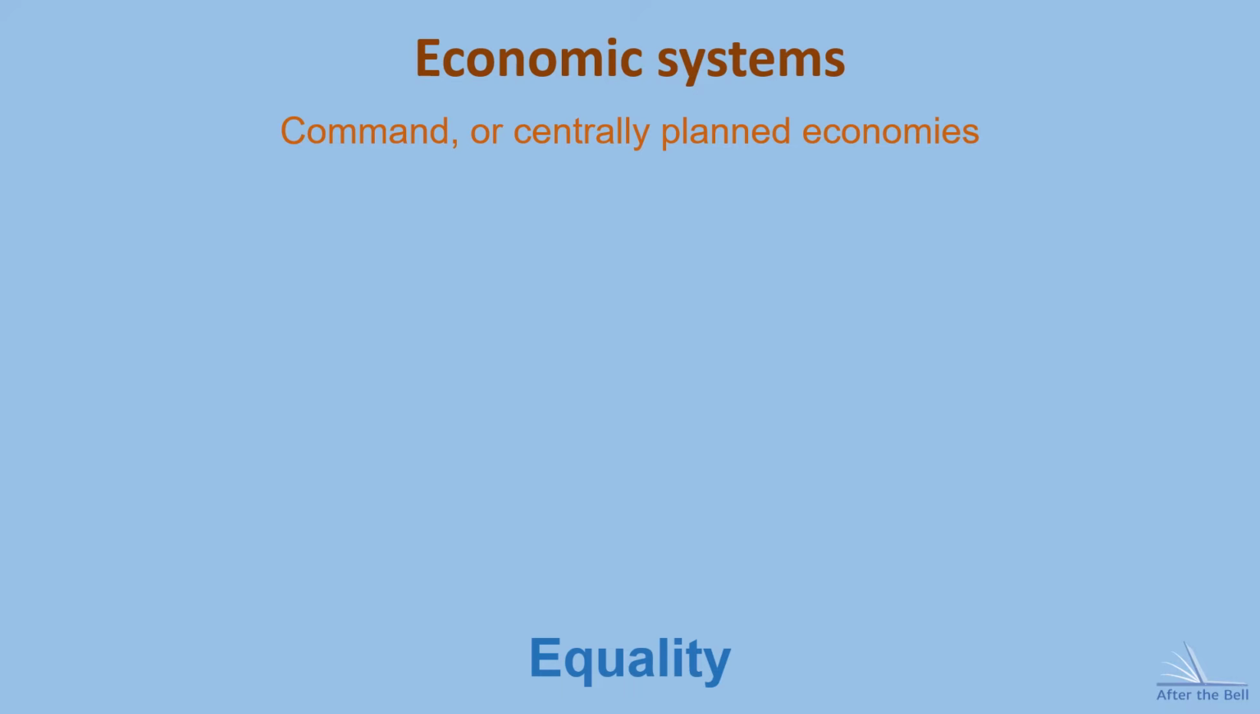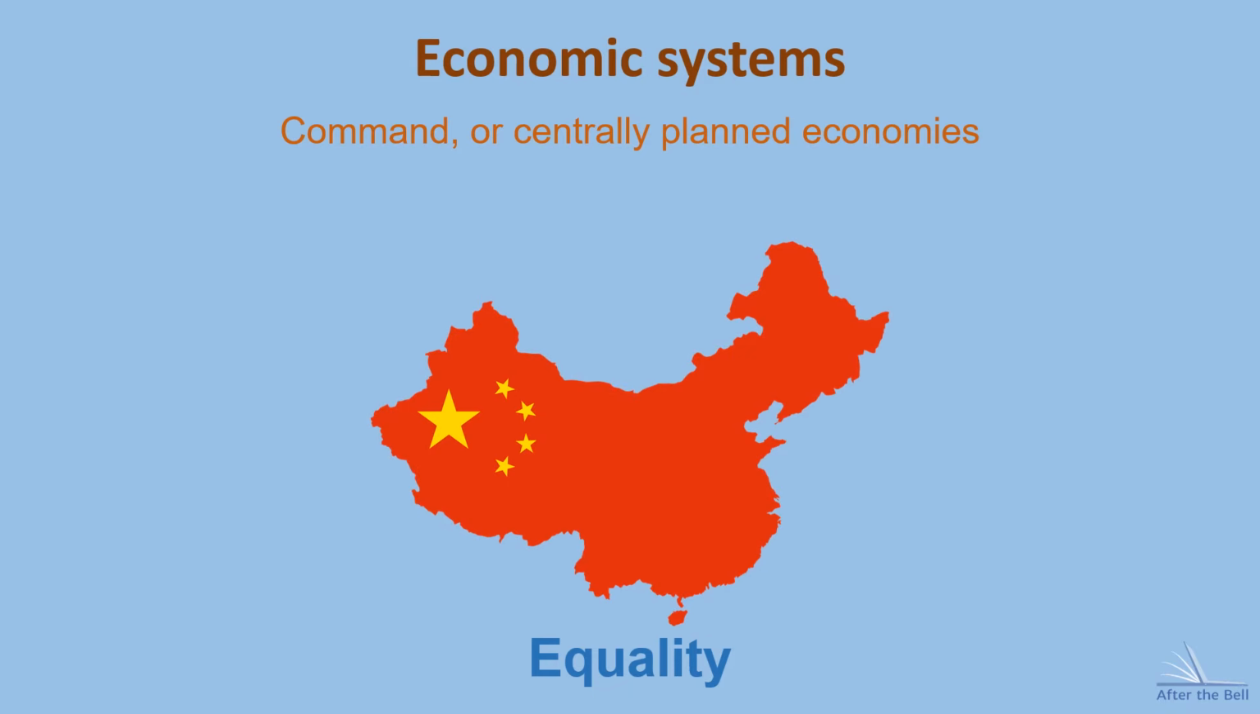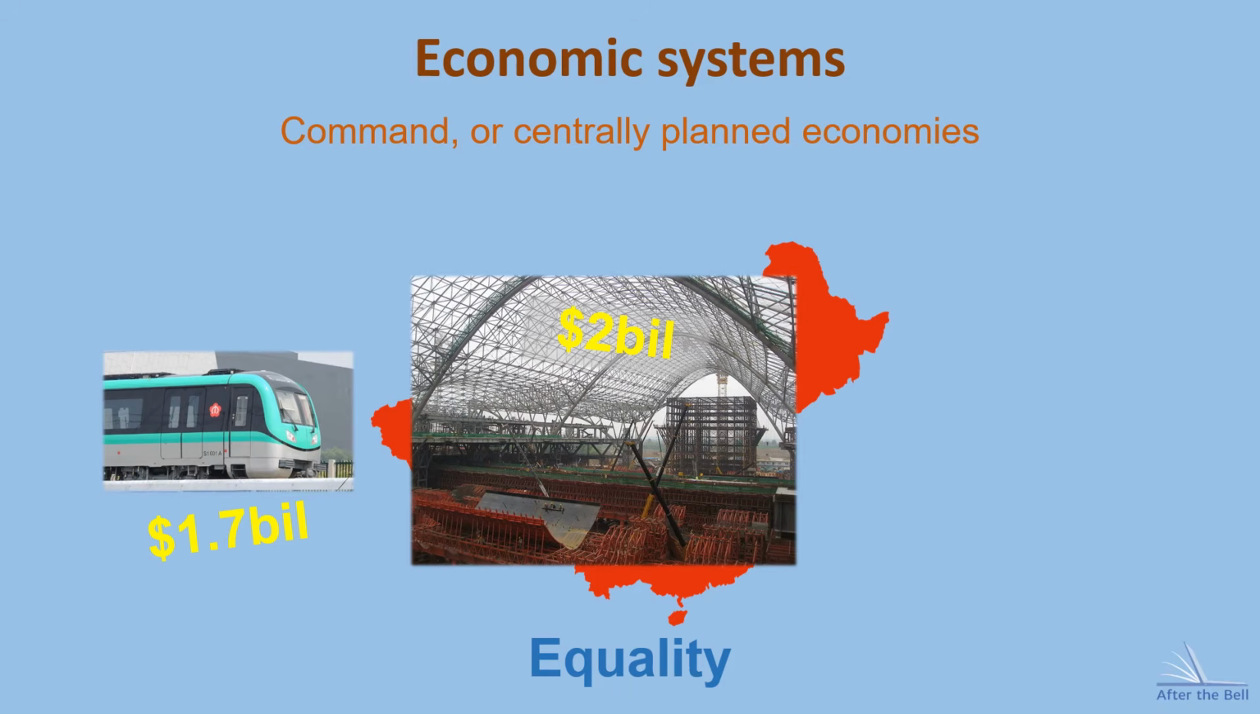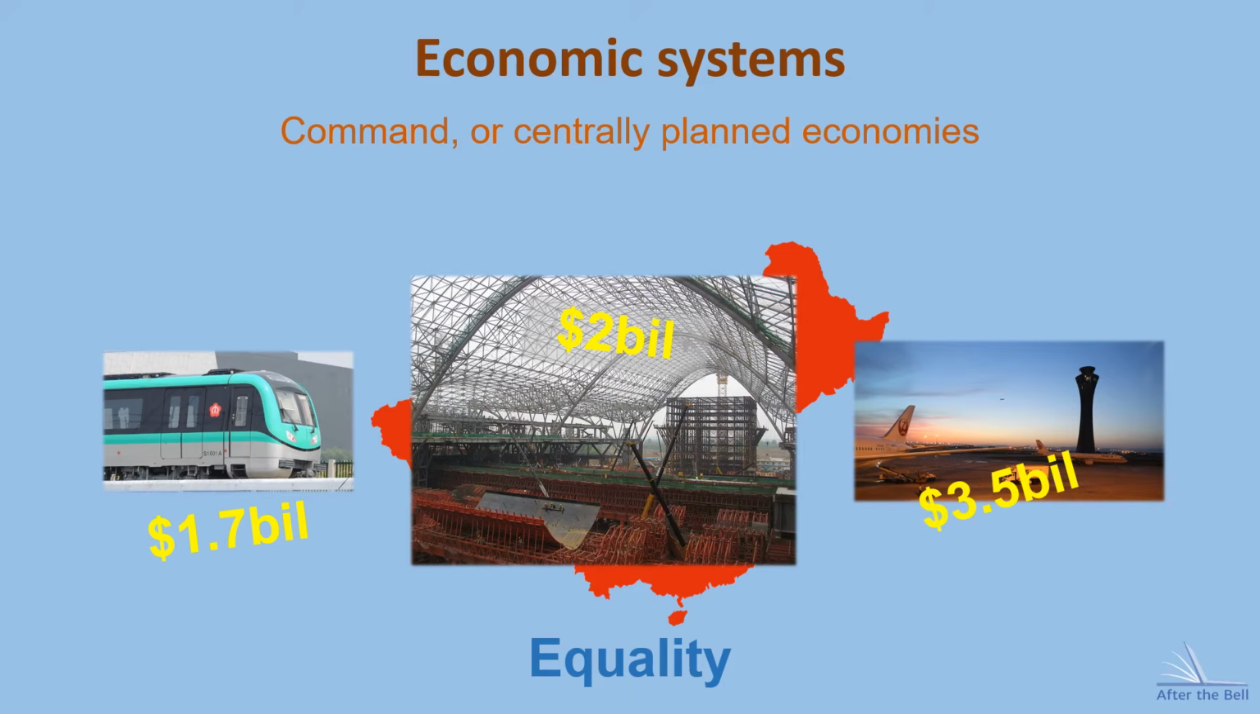As well as this, governments can drive forward investment projects when they are in the interest of the economy as a whole. Much of China's impressive growth record in recent decades is due to state-run investment projects. The Nanjing Metro, which cost $1.7 billion, the $2 billion Wuhan railway station, and the $3.5 billion Beijing Capital International Airport are just three examples of many huge infrastructure projects from recent times.